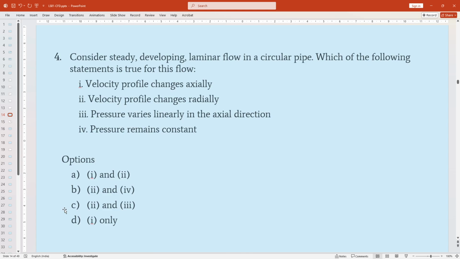Moving on to next question. Consider a steady developing laminar flow in a circular pipe. Which of the following statements is true for this flow? Statements: velocity profile changes axially. Second statement, velocity profile changes radially. Third statement, pressure varies linearly in the axial direction. Fourth statement, pressure remains constant. Options: A, statements 1 and 2; B, statements 2 and 4; C, statements 2 and 3; D, first only.